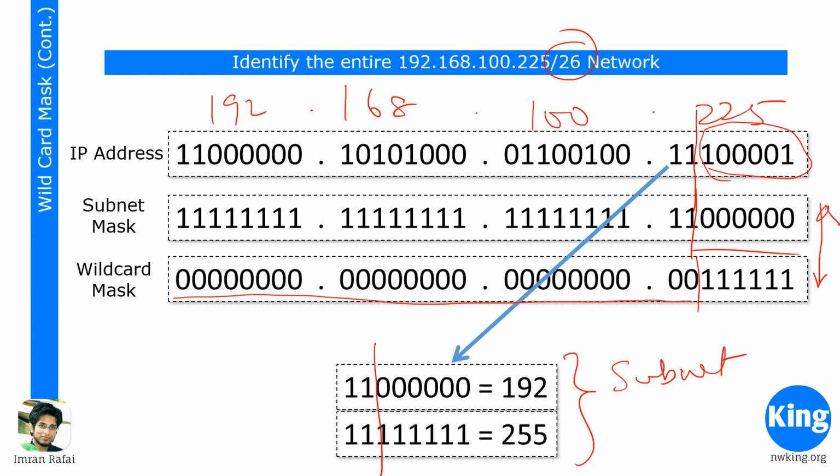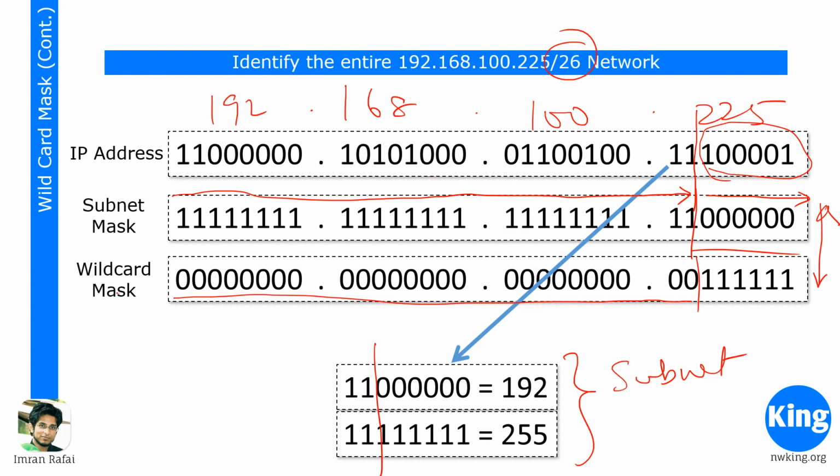Because in wildcard mask, unlike subnet mask, there is no such rule. Subnet mask will always start with a series of ones, then a series of zeros. You can never have a subnet mask where you have a few ones, then a few zeros, and then a few ones and then a few zeros. No, that is not a subnet mask. Subnet mask will always be a series of ones and a series of zeros.